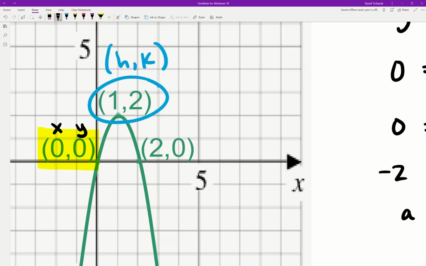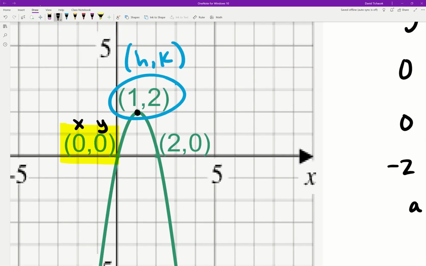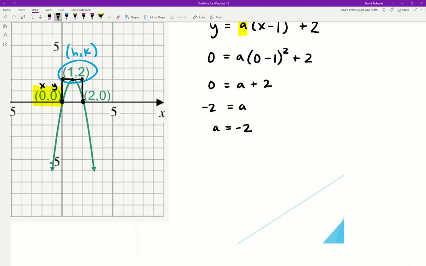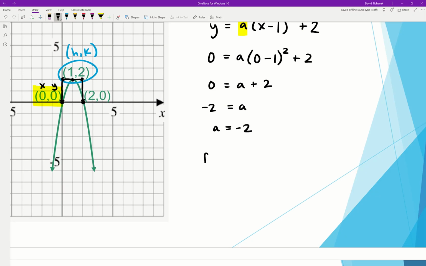And also, if you look closely here, because that a is 2, if I were to sprout 1 in both directions from my vertex, instead of going down 1 originally, like we were used to, since that a is 2, I'd be going down 2 and plotting those points. And then I'd end up here at my x-intercepts. So that does make sense that a should be negative 2. And so now that we know all of our unknowns, we can write our complete function formula here. F of x is equal to negative 2 times the quantity x minus 1 squared plus 2.